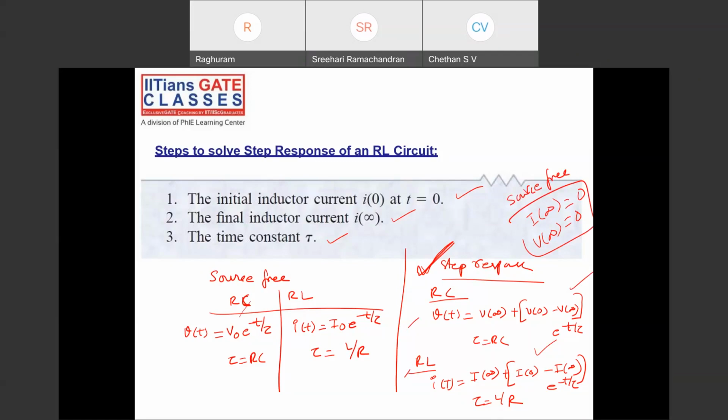Note these 4 formulas down. They are important to solve any problem from transients, first order circuits. Any problem you get from transients, you'll definitely get from first order circuits only. Second order circuits, you'll mostly get concepts. Clear this one? Clear.